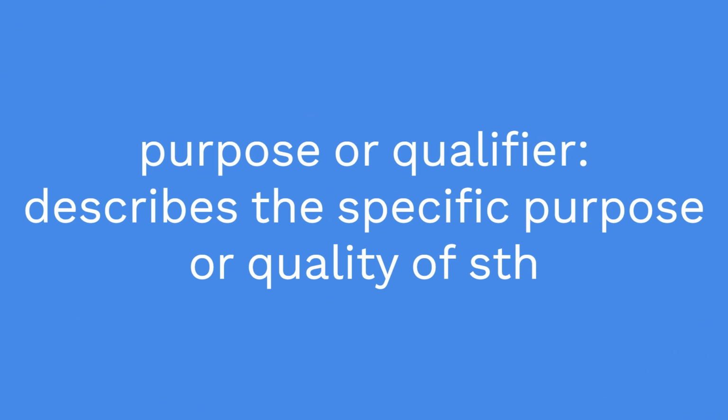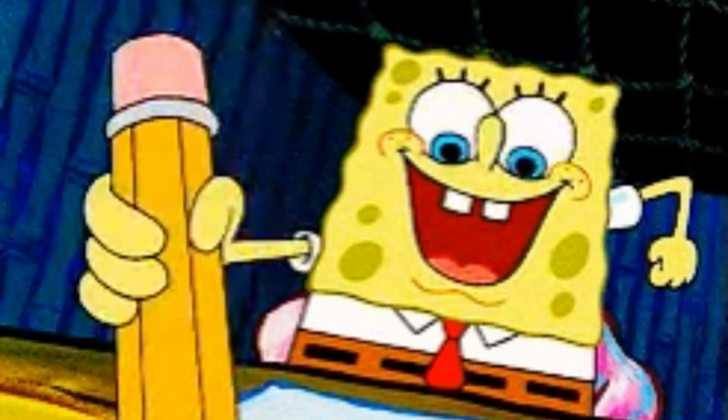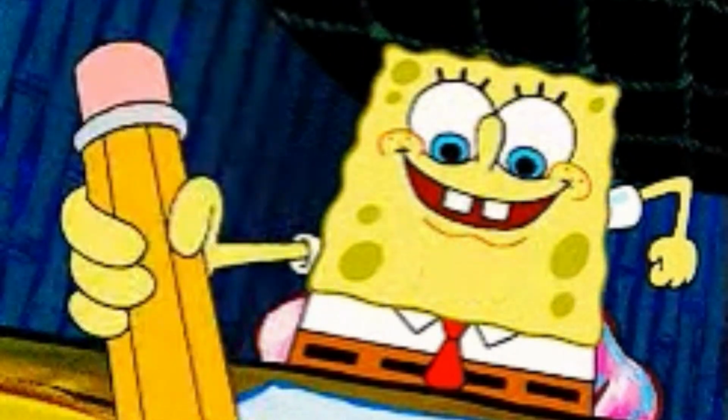Purpose or qualifier. These words describe the specific purpose or quality of something. Like educational, beneficial, helpful, critical. When you use more than one adjective to describe a noun, it's important to separate them with commas. For example, she has long curly hair. This makes your writing more clear and easy to understand.